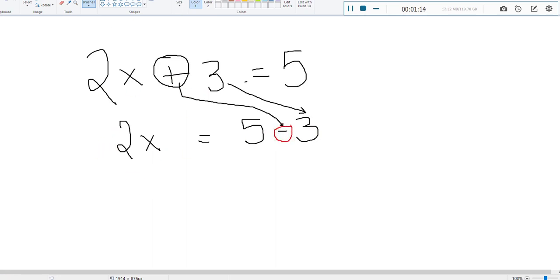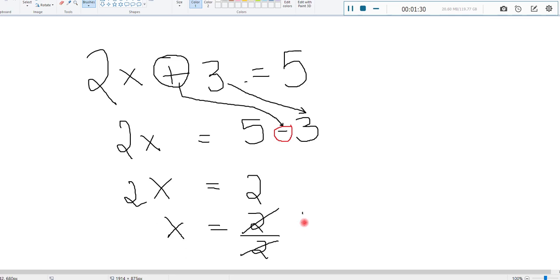So what will your answer be? You will say 2x = 2, or you can simply write x = 2/2. When you cancel out, 2 ones are 2, you will get x = 1. The same thing you need to do in this activity in a creative way, in an innovative way.